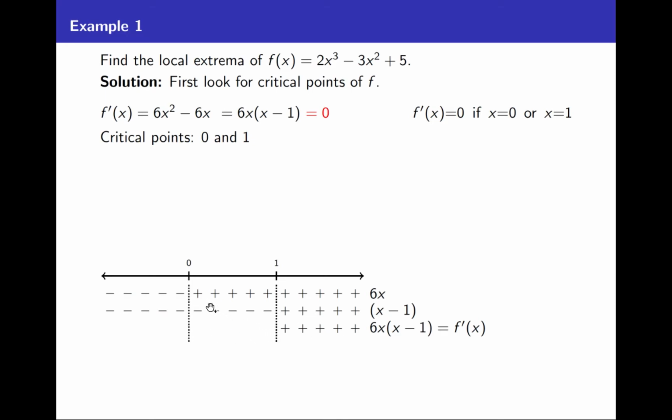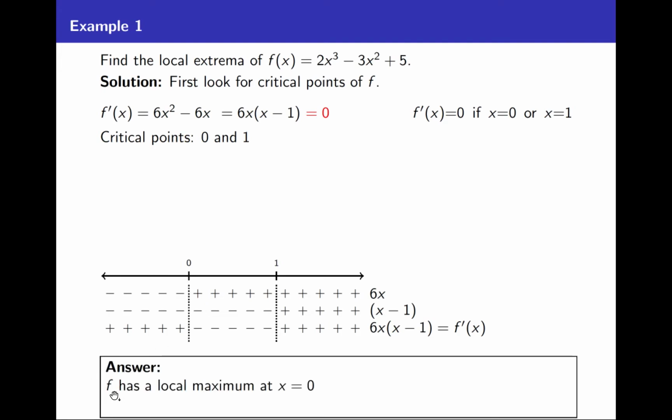On the middle interval, f prime of any x in there is a positive times a negative, which is a negative. So we put negatives here to indicate that f prime is negative for these values of x. And then on the leftmost interval, for any x you pick, f prime of x is a negative times a negative, which is a positive. So looking at this, you can see that at x equals 0, f prime changes from positive to negative, and the first derivative test tells us we have a local maximum at x equals 0.